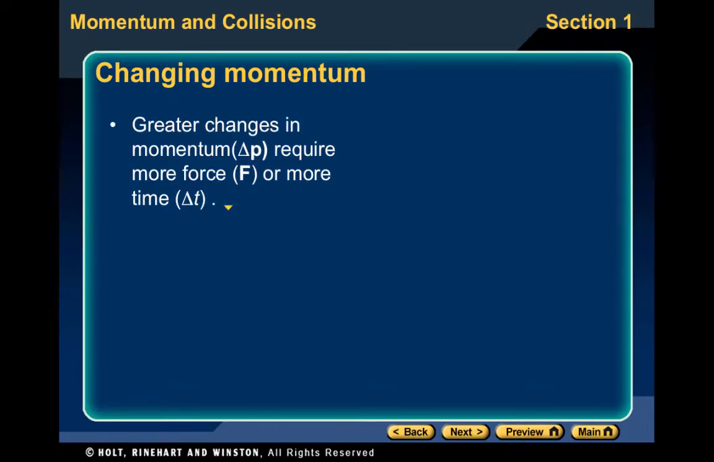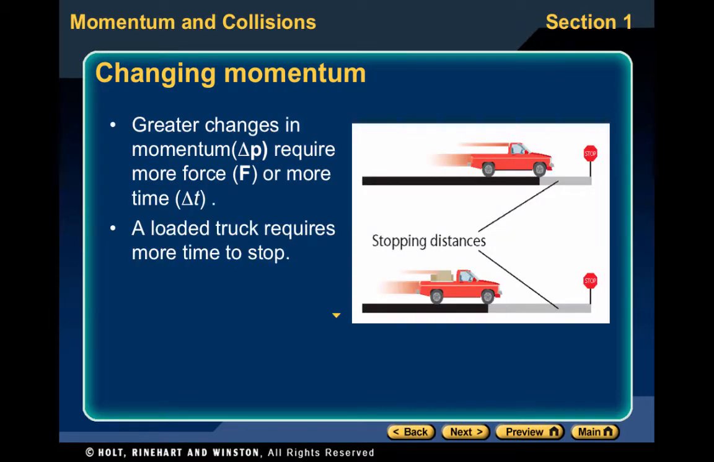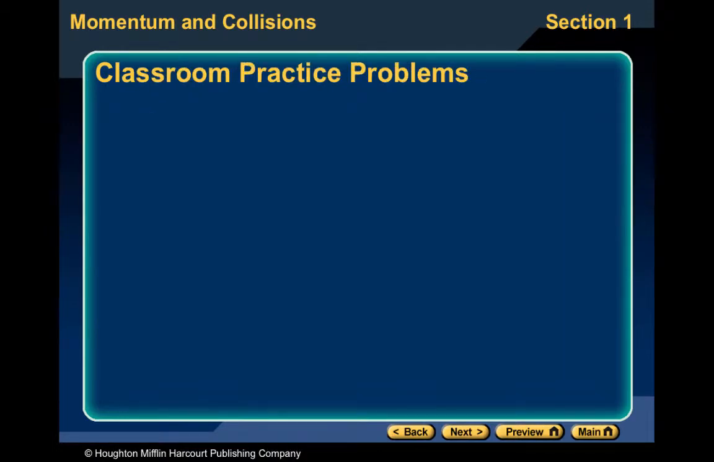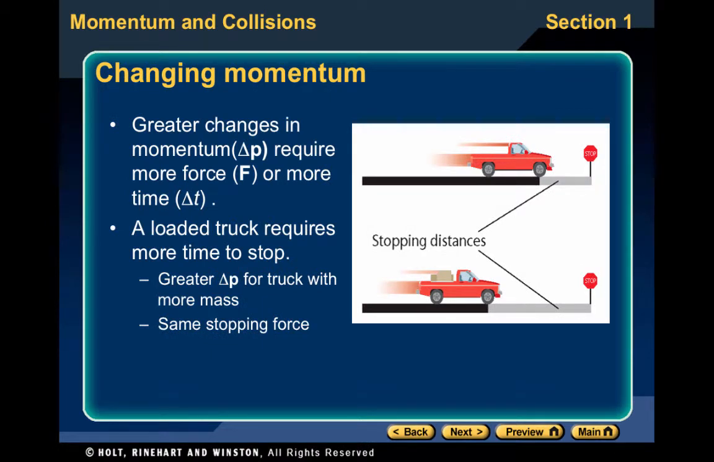So greater changes in momentum require more force or more time. So it requires more time to stop. The change in momentum is greater for the truck with more mass. So we have the same stopping force. If we have the same stopping force, we have to have more time to stop because we have more momentum with the larger truck, or the heavier truck.